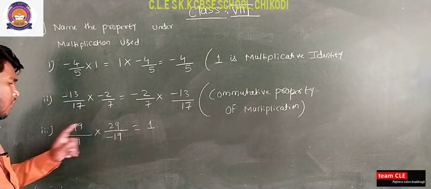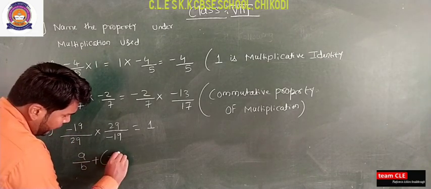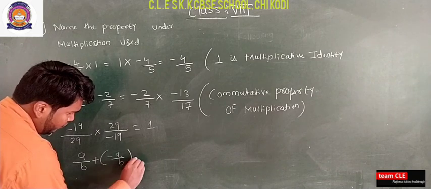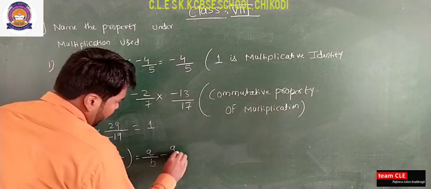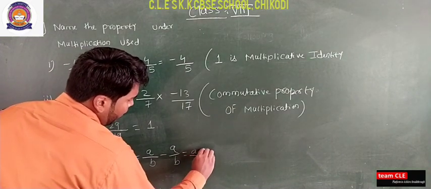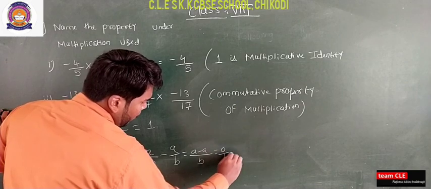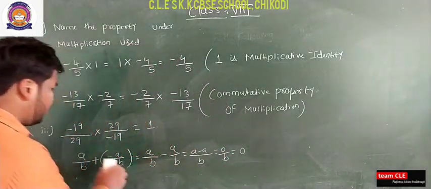So see here, if you solve a by b plus minus a by b, which is equal to a by b plus minus a by b, which is equal to b a minus a, which is equal to 0 by b, which is equal to 0. If I solve this, you are getting the same.